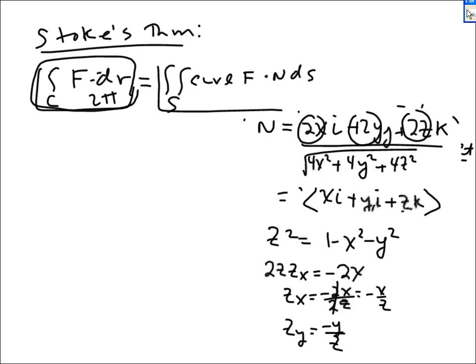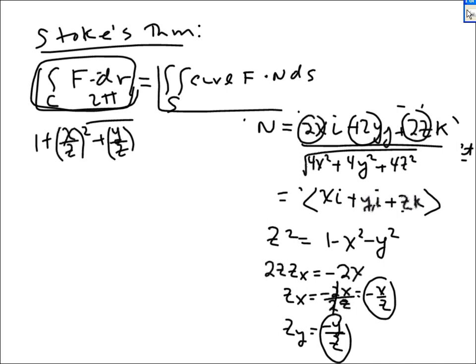So what I want to find out is what's the square root of 1 plus z sub x squared plus z sub y squared. So we have the square root of 1 plus z sub x squared, which is x over z squared. Doesn't matter if I use the plus or the minus, plus this, plus y over z squared.